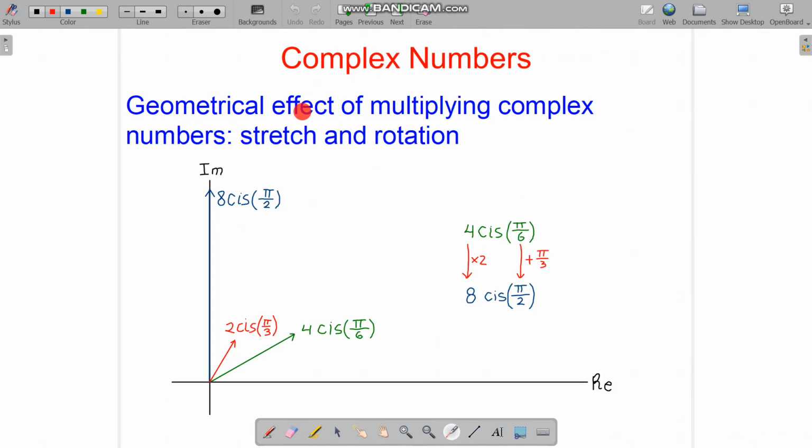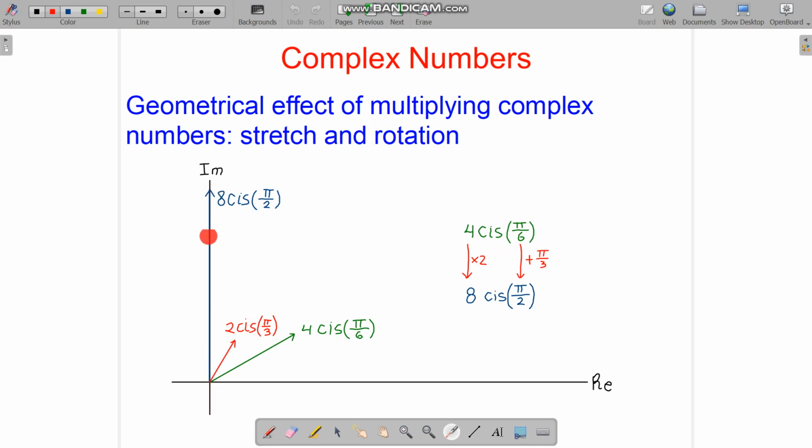And the geometrical effect of multiplying, it's a stretch and rotation. So for example, we have 4 cis pi over 6 multiplied by 2 cis pi over 3. What we get is 4 times 2, we get 8, and pi over 6 plus pi over 3 we get pi over 2. So this is the result.